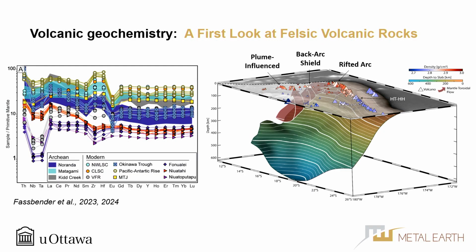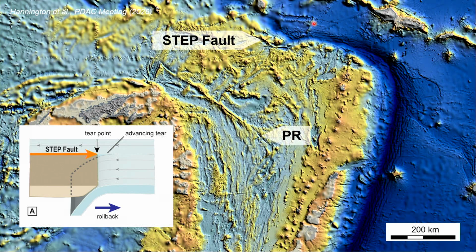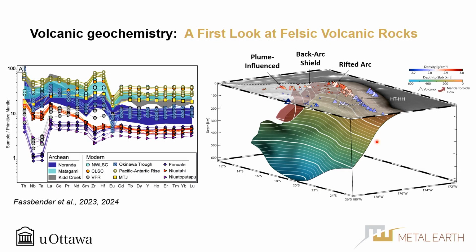That was described in part by Chris and also by Mark Fassbender in this cartoon, which shows the hairpin turn in the ridge transform intersection. That hairpin turn has opened up this tear in the slab, and mantle material from Samoa is arriving into the back arc region and influencing almost everything: the rifted arcs, the back arc shields, and the plume influence spreading centers.